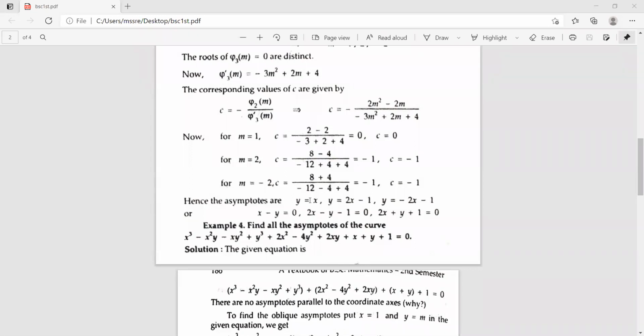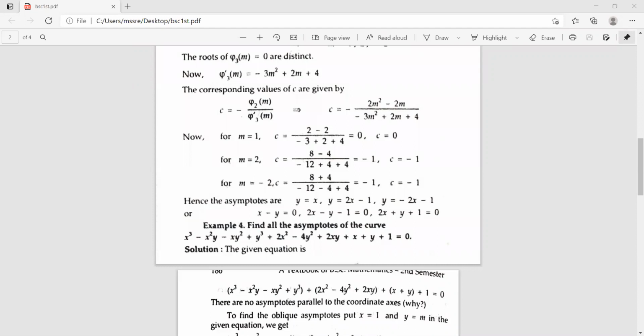Intercept value is minus 1. Slope value is 2. Next, corresponding to m equals minus 2, c value is 8 plus 4 whole divided by minus 12 minus 4 plus 4 equals minus 1. Therefore, c value is minus 1. m value ಬೇರೆ ಬೇರೆ ಇದೆ, but c value ಎರಡು ಒಂದೇ ಬಂದಿದೆ ಇದರಲ್ಲಿ. m ಗೆ 2 ಇದ್ದಾಗ c value minus 1, m ಗೆ minus 2 ಇದ್ದಾಗಲೂ c value minus 1. So you got 3 c's corresponding to 3 m's. Therefore, asymptote is given by y is equal to mx plus c. ನೆನಪಿಟ್ಕೊಳ್ಳಿ, asymptote is given by y equals mx plus c.